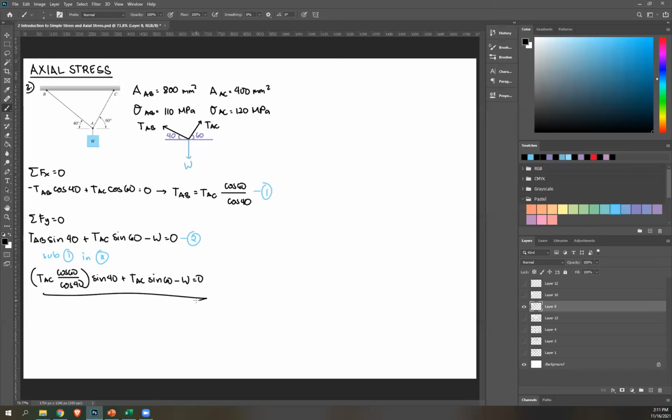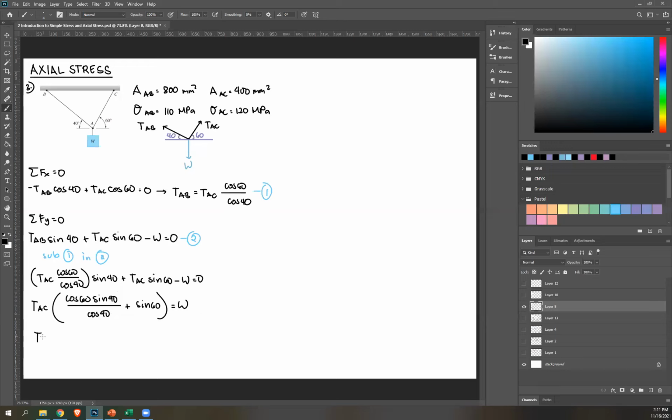Now this is a bit complicated, so let's simplify this equation by factoring out common terms. I have PAC there, so I'll factor that out. You'll have PAC multiplied by cosine 60 times sine 40 over cosine 40, or simply cosine 60 times tangent 40. That's correct as well. Plus sine 60. And then I'm going to transpose W to the right, so it becomes positive W. So now you have this equation.